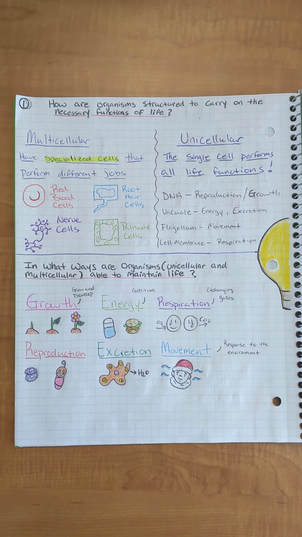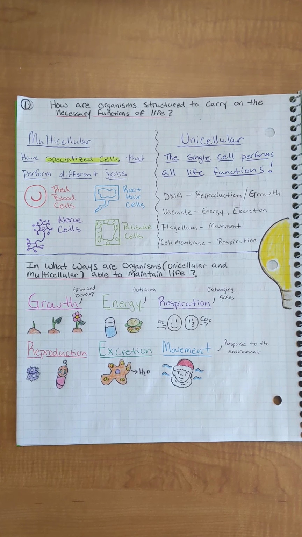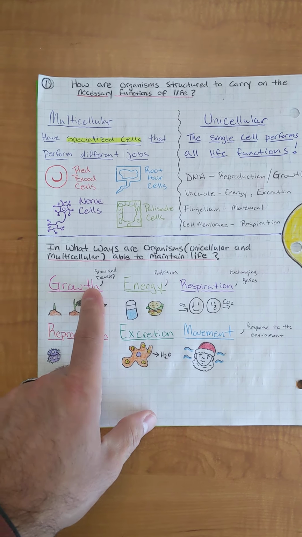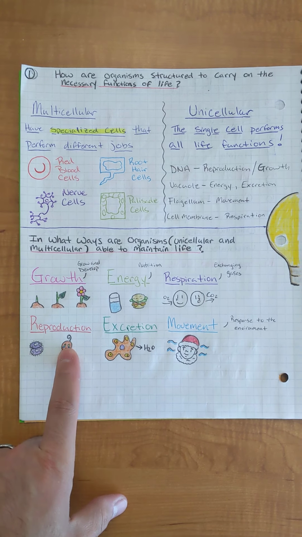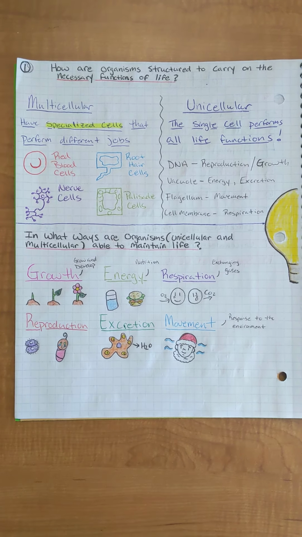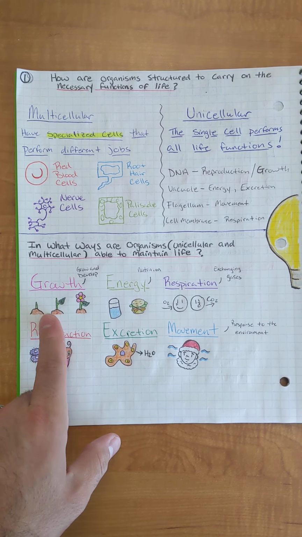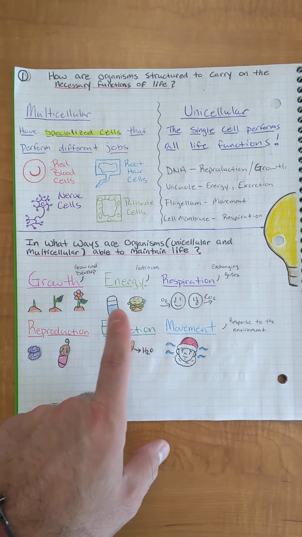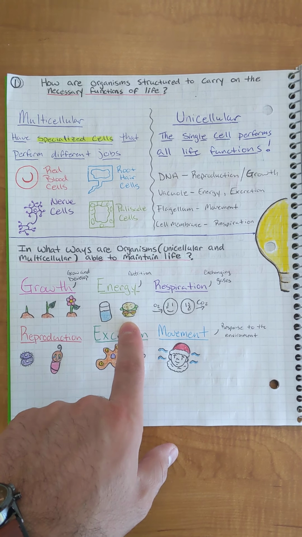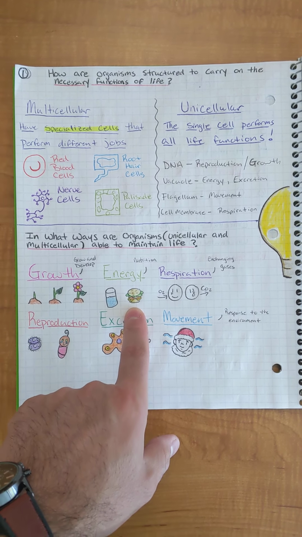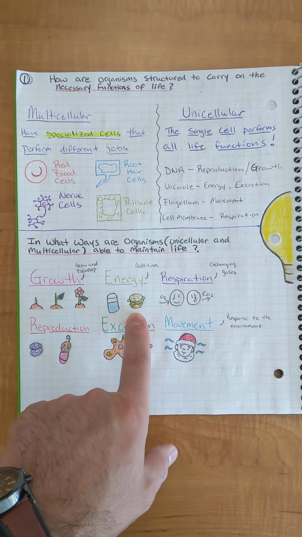In what ways are organisms, unicellular and multicellular, able to maintain life? So we listed growth, energy, respiration, reproduction, excretion, and movement. And then I drew a couple of pictures to go along with them. I could have done a baby growing to an adult, or a seed growing into a flower. Nutrition, food, water or food. Some unicellular organisms, and then obviously plants, do photosynthesis, so maybe sunlight could be one of them.